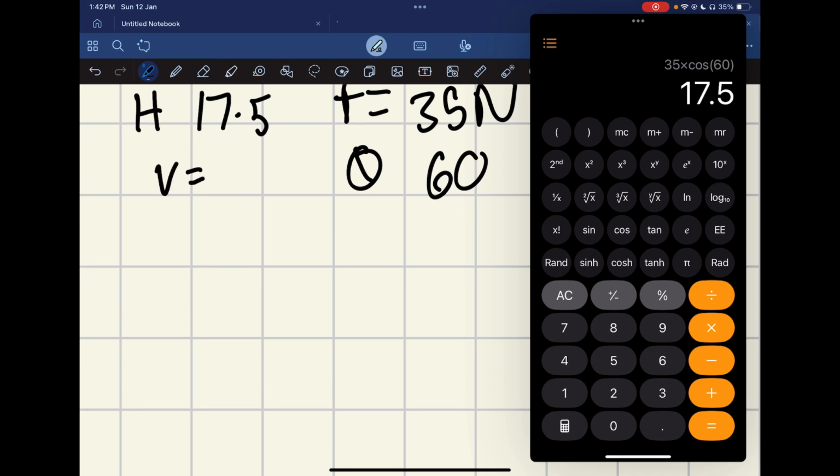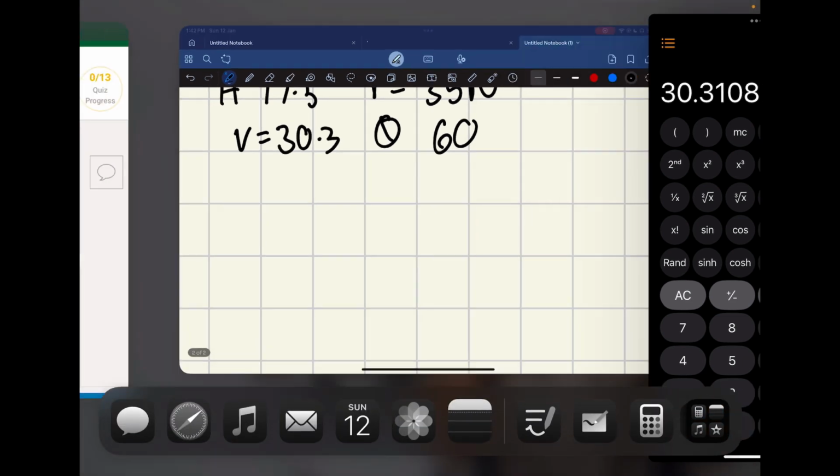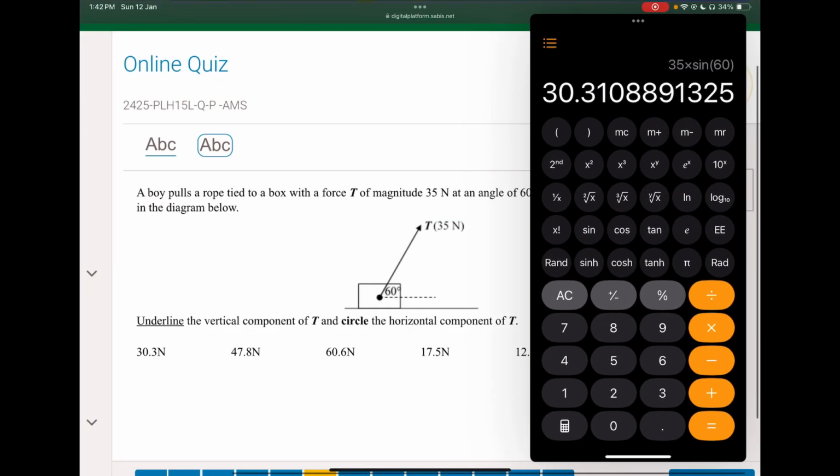And vertical is going to be 35 times sine 60, which would be 30.3. So if the vertical is 30.3, then we have to underline it. The horizontal is 17.5.